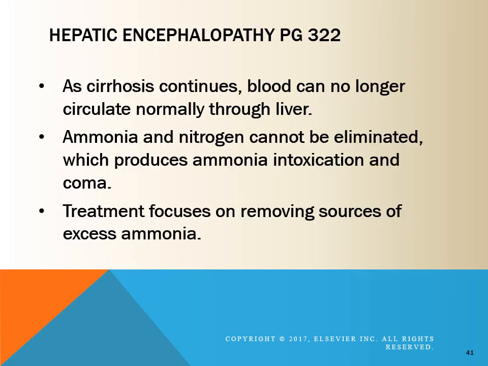So we're segueing into hepatic encephalopathy. As cirrhosis continues, so the previous slide, blood can no longer circulate normally through the liver. Ammonia and nitrogen cannot be eliminated. So that's the big function of the liver. So these things will build up, which produces ammonia intoxication, so too much ammonia. And the patient can actually go into a coma.